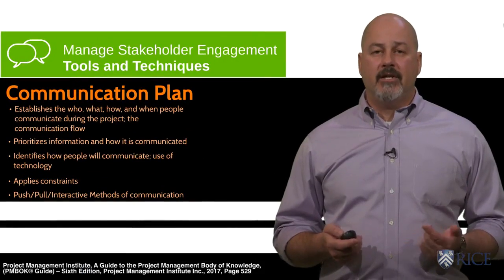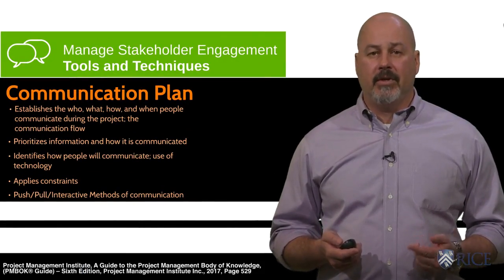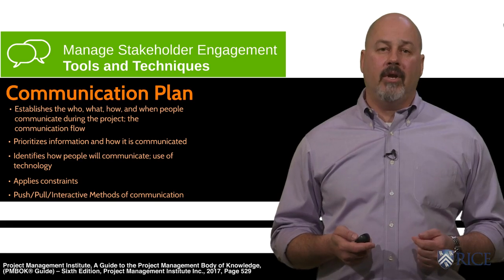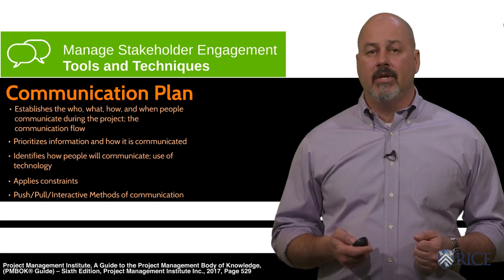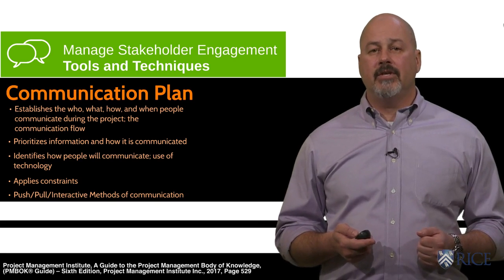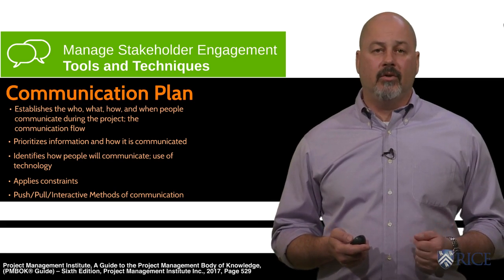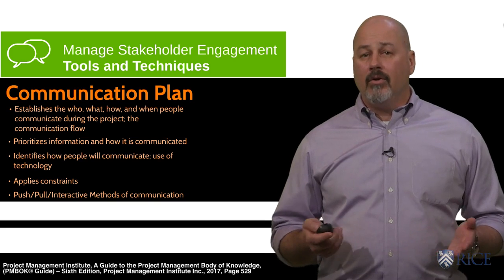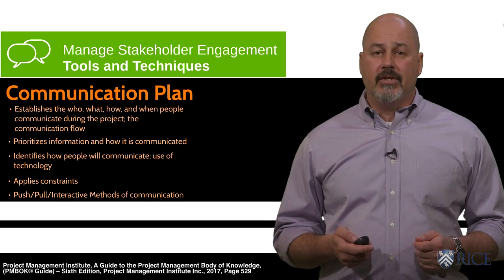Your communication management plan becomes very important at this point and should clearly articulate the who, what, how, and when people are communicating to the stakeholders. It should prioritize those communications so as not to inundate the stakeholders with too much information, and it should indicate how, meaning mode of communication, you should use for each stakeholder.